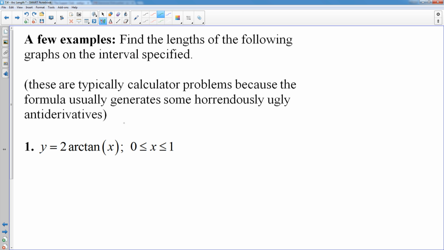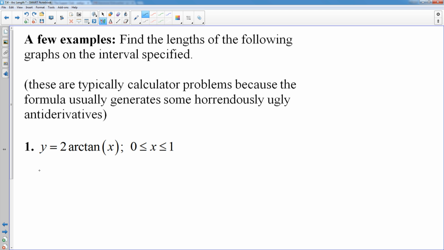Now we're just going to do a few examples because they're pretty easy. They're easy to set up, usually very difficult to integrate, and because they're very difficult to integrate, these typically on the AP exam are either calculator questions or they only want you to set it up and not actually find the antiderivative. So here's my function. I want to know the length from 0 to 1.